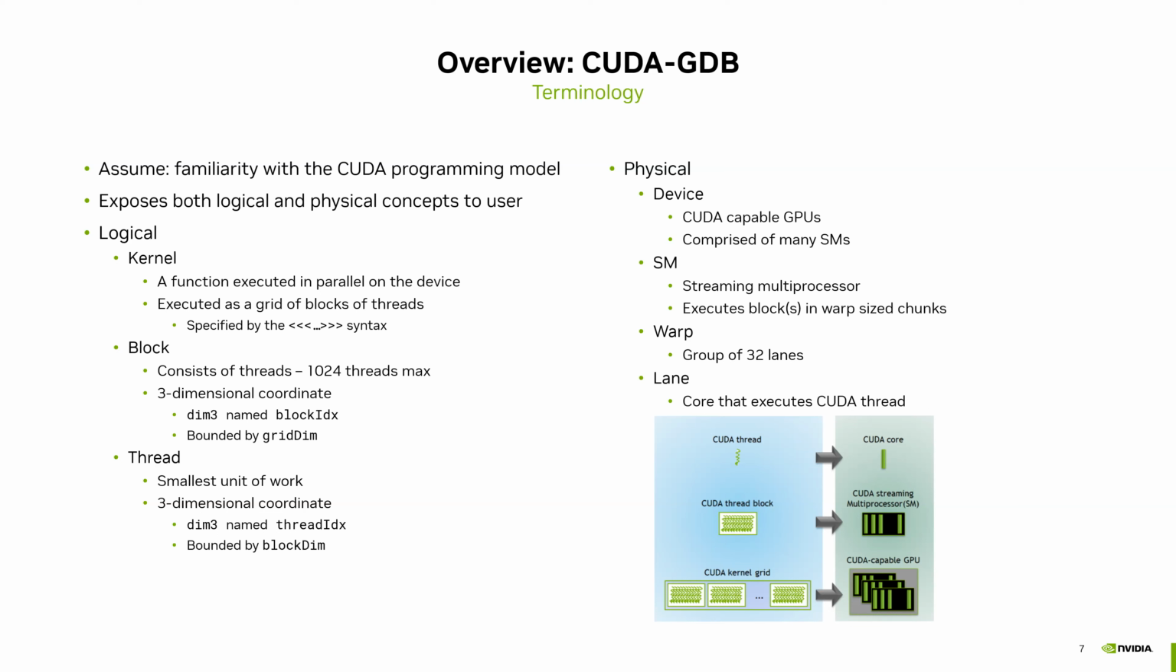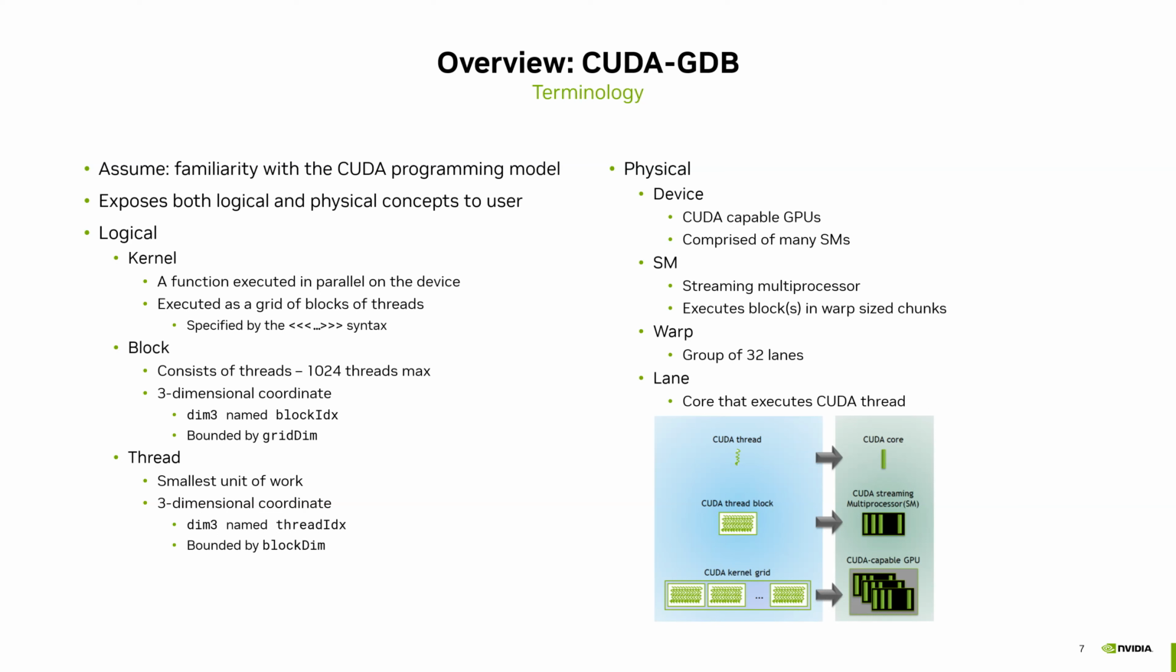A kernel is a function that's going to be executed in parallel on the device. It's executed as a grid of blocks of threads specified by the triple angle bracket syntax. A block is going to consist of threads, 1024 threads max in a block. It's a three-dimensional coordinate to define the position of the block. And we call these 3D coordinates dim3s, and the name is blockIdx. And this blockIdx is bound by gridDim. And then finally, we have thread. This is the smallest unit of work. Again, three-dimensional coordinate. There's a dim3 called threadIdx, and it's bounded by blockDim.